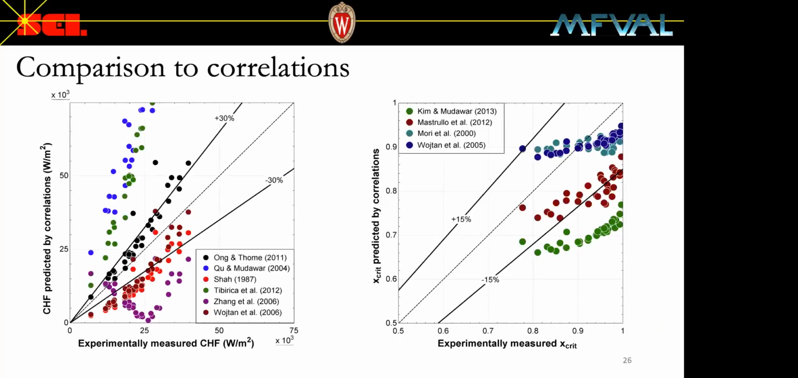All right, so next we're going to compare our experimental data to existing correlations for critical heat flux, which is on the left, and for critical vapor quality, which is on the right. The three models that we looked at on the previous plot, that of Ong and Tomi, Voitan, and Shah, provide the best estimate for the experimental critical heat flux.